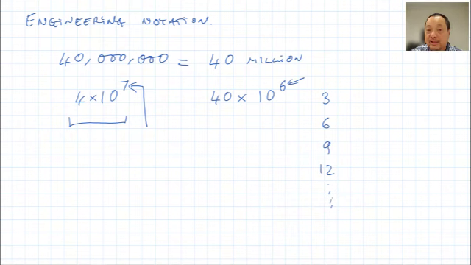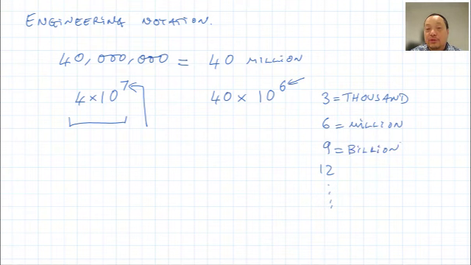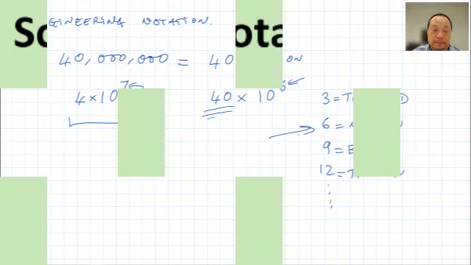Because to them, it's easier to recognize that when you have 3 zeros, it corresponds to 1,000. When you have 6 zeros, it corresponds to 1,000,000. 9 zeros corresponds to 1,000,000,000 or 1,000 million. 12 zeros, in the US, we call a trillion, or 1,000,000 million. And then this number in front, we just add on to it. So 40 times 10 to the 6th is 40 million. That's a different emphasis in engineering notation.